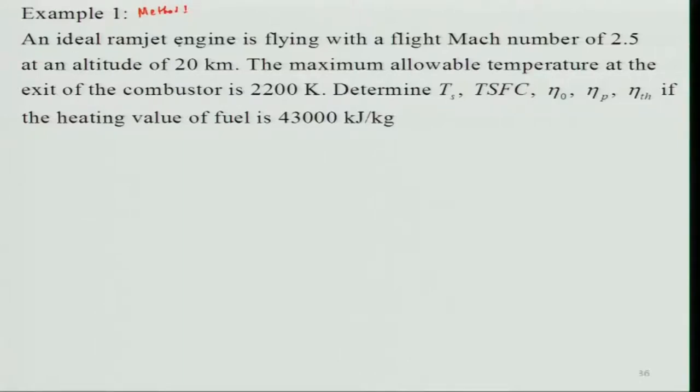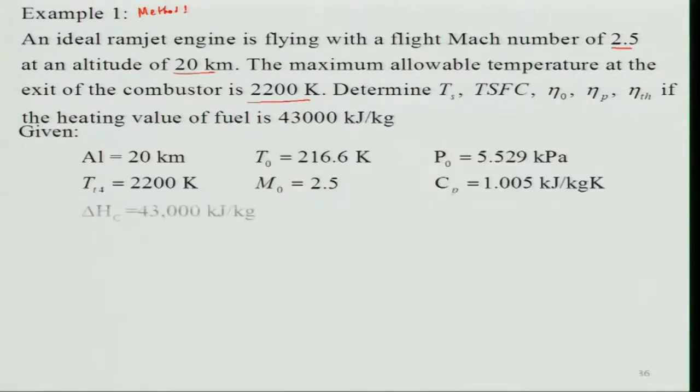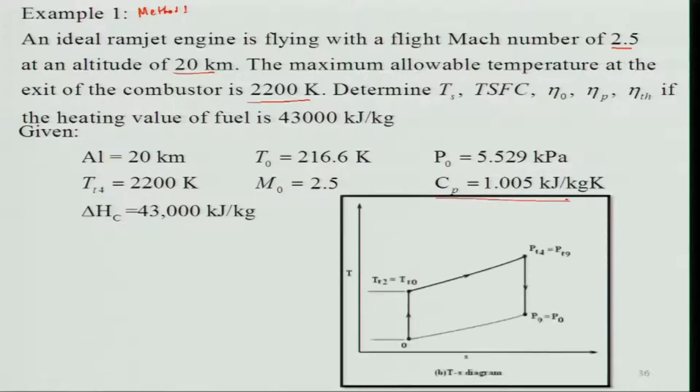So what is that? An ideal ramjet engine flying with a flight Mach number 2.5, altitude of 20 kilometers, maximum allowable temperature is 2200 Kelvin, and we'll have to determine specific thrust, specific fuel consumption, and all other efficiencies. These are the givens: altitude and temperature T4, all those things I have already talked about, and Cp we are assuming 1.005 kilojoule per kg Kelvin.